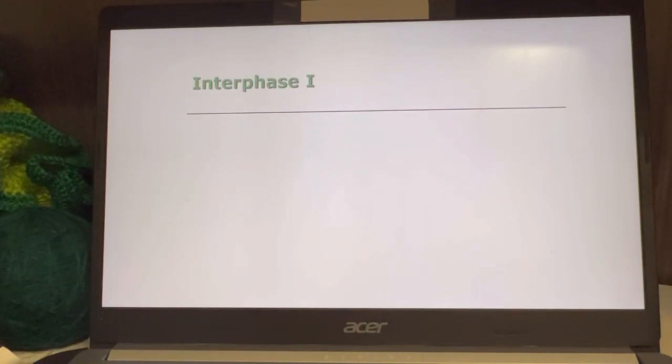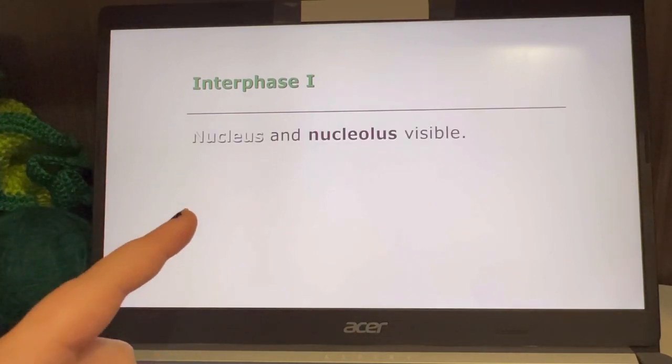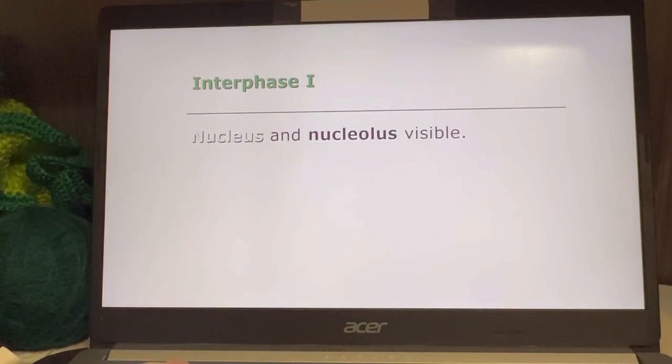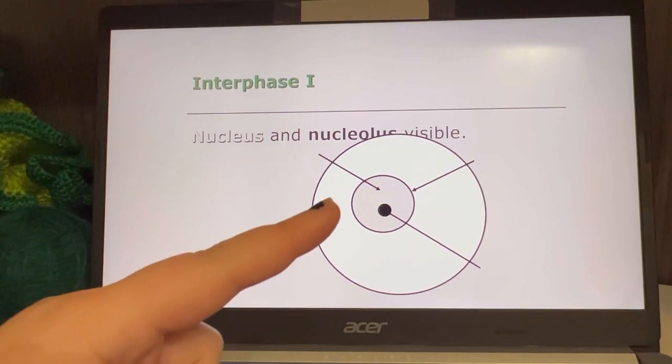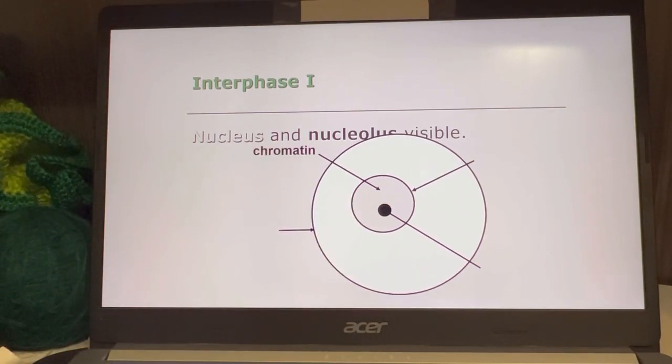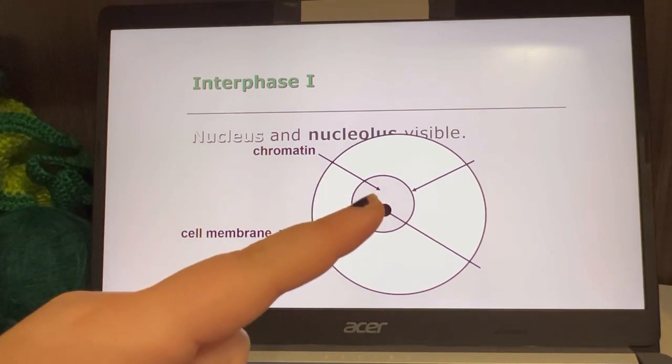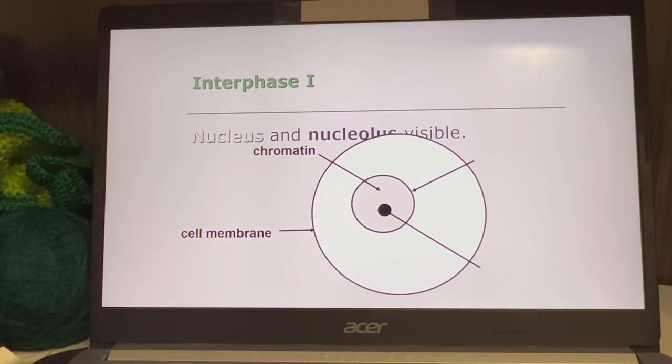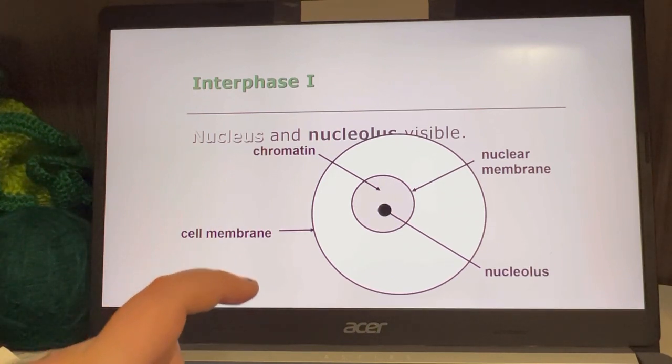Alright. So nucleus and nucleolus are visible. So nucleus, nucleolus. So chromatin is the weird part, this space here. Cell membrane, nuclear membrane, nucleolus. So the nucleolus is in the center of the nucleus.